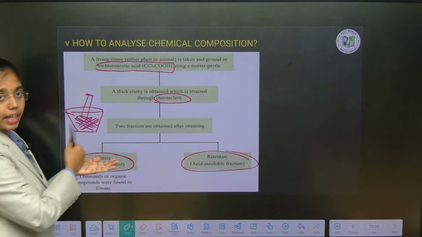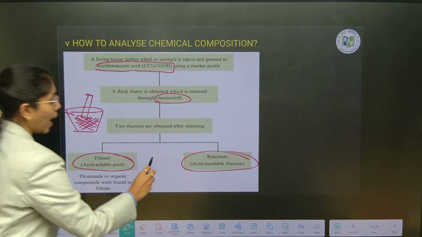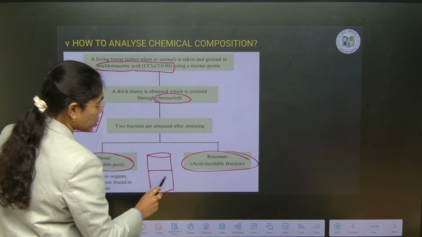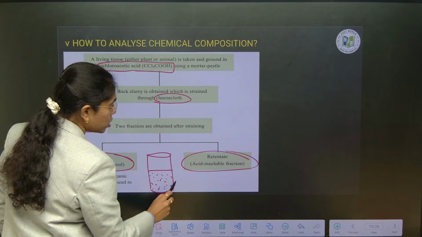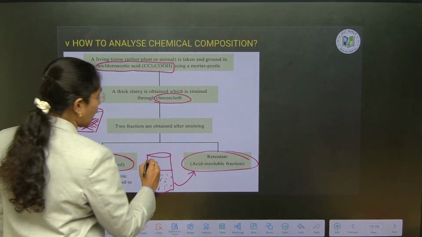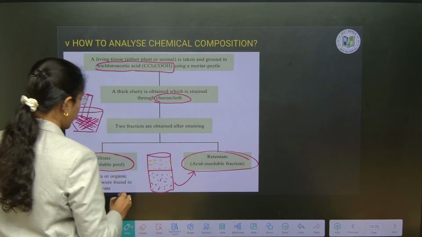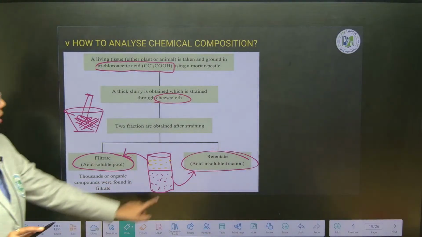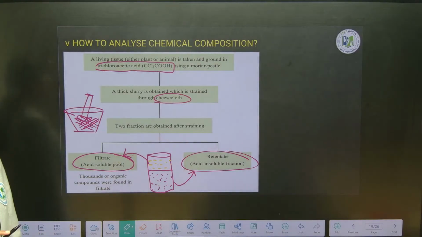After grinding it with mortar and pestle and filtering it with a cheesecloth, when it is taken into a test tube, two fractions are analyzed. One is dense and occupies the bottom. This is known as the retentate or acid insoluble pool, whereas the other, over the periphery in the form of liquid, is the filtrate or acid soluble pool. This is the retentate, acid insoluble pool; this is the filtrate, acid soluble pool.